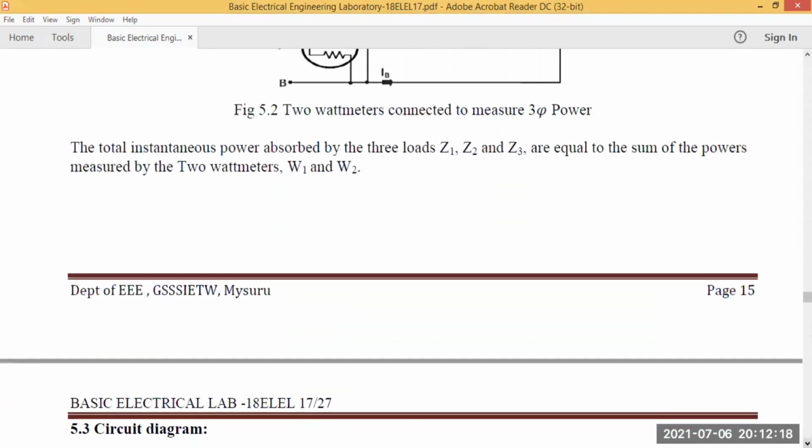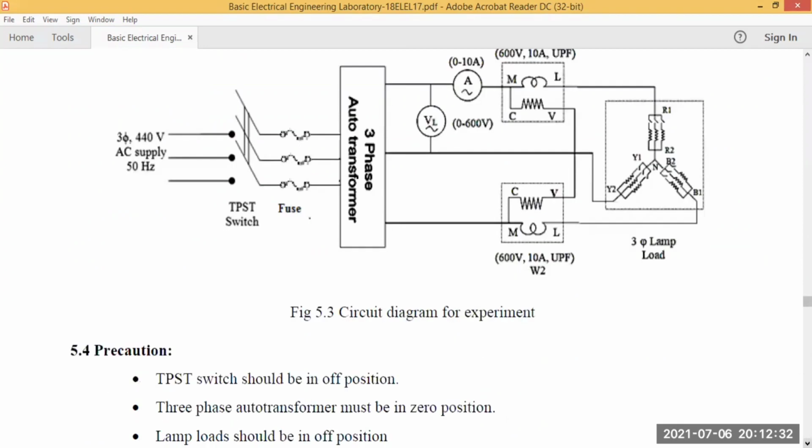Here, the total instantaneous power absorbed by the three loads Z1, Z2, Z3 is equal to the sum of the powers measured by the two wattmeters W1 and W2. So this is the circuit diagram as we can see here.